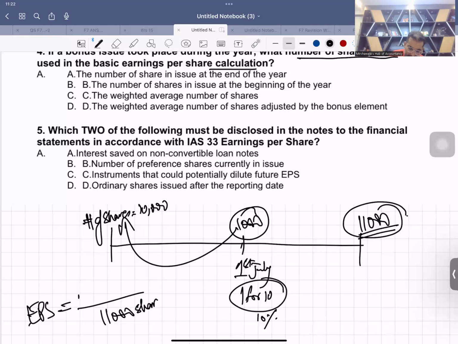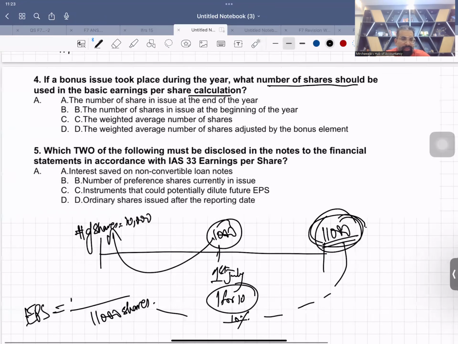You will be using 11,000 shares in the denominator. Be careful. Can you see these 11,000 shares is the closing number? So definitely you are using this closing number in the denominator. Means all shares, whatever bonus issue you did, must be adjusted from the beginning of the year. And if you add these two, 10,000 plus 1,000, automatically the number which comes is the closing shares. Okay. You already know this thing because you have taken classes.